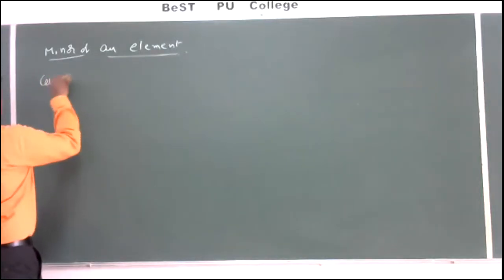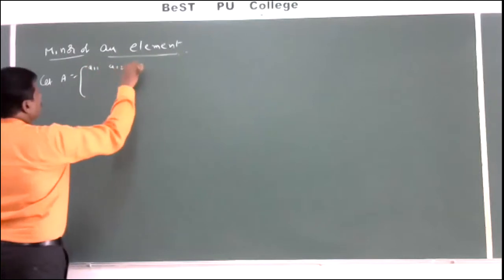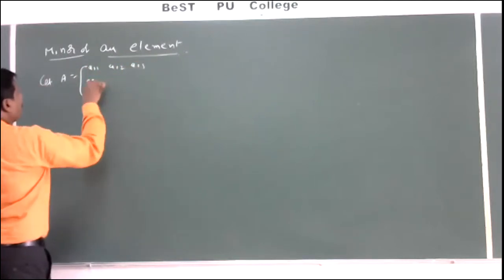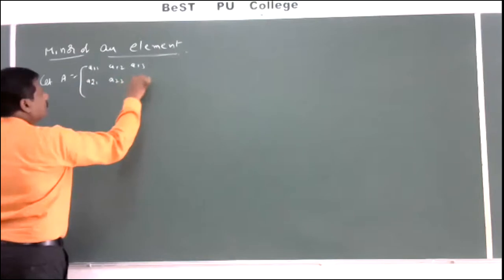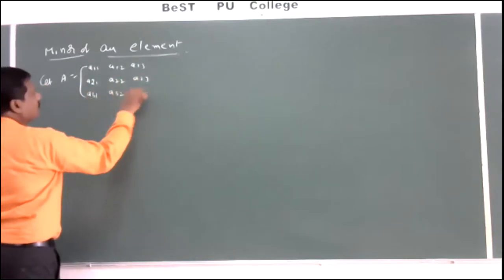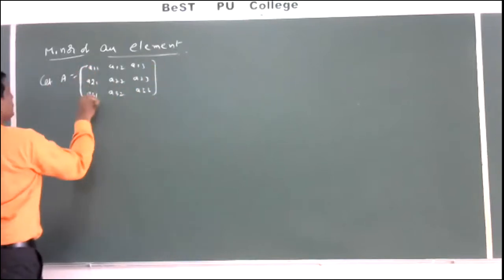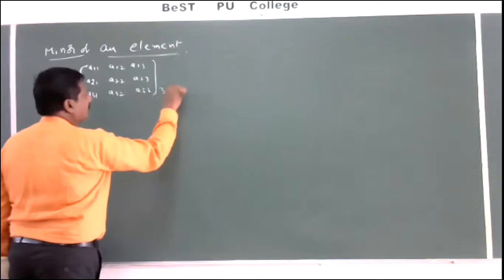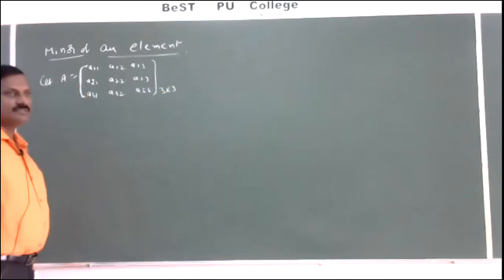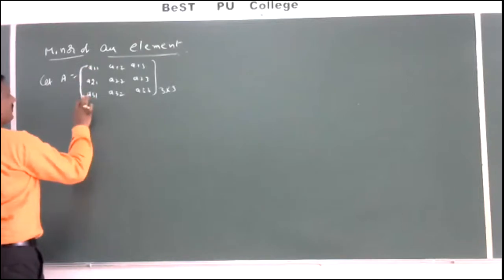Let A equal to A11, A12, A13, A21, A22, A23, A31, A32, A33. This is a square matrix of order 3 by 3. Suppose you have to find the minor of each element.